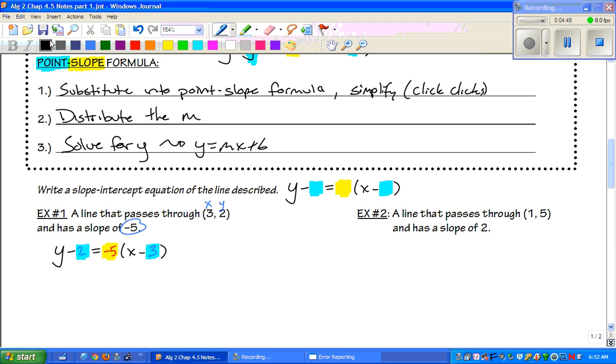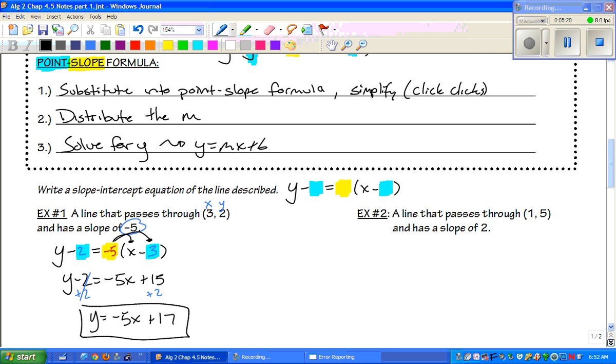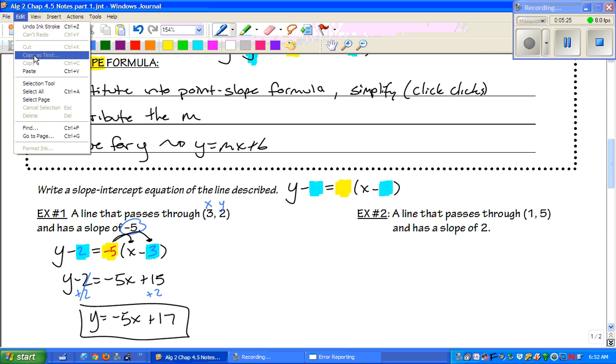Okay, so we don't have any click-clicks. So the next thing we have to do is to distribute. So y minus 2 equals negative 5x plus 15. Add the 2 to both sides. And we get y equals negative 5x plus 17. And let's actually make that look like a 17. That's it. That's not too bad, is it?